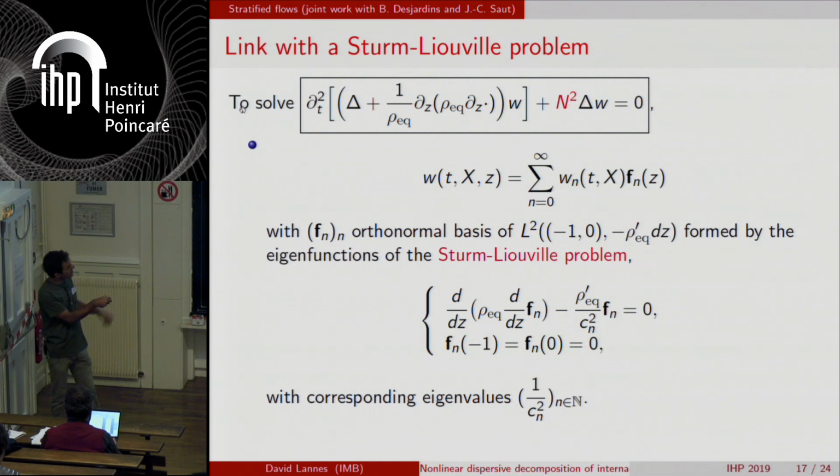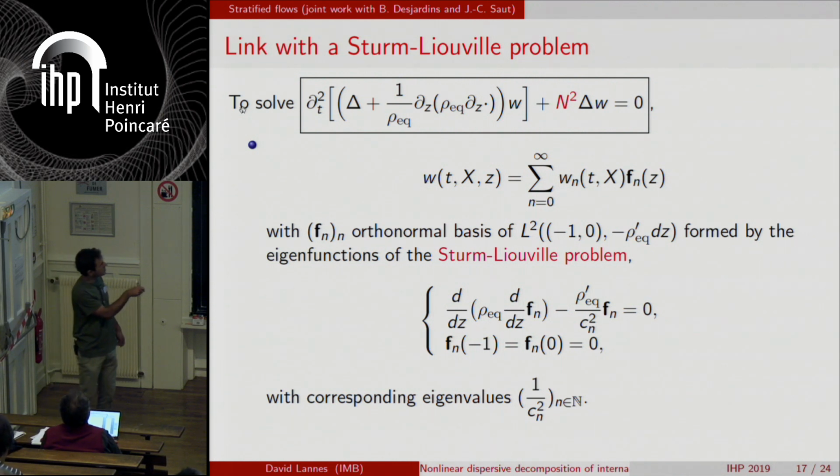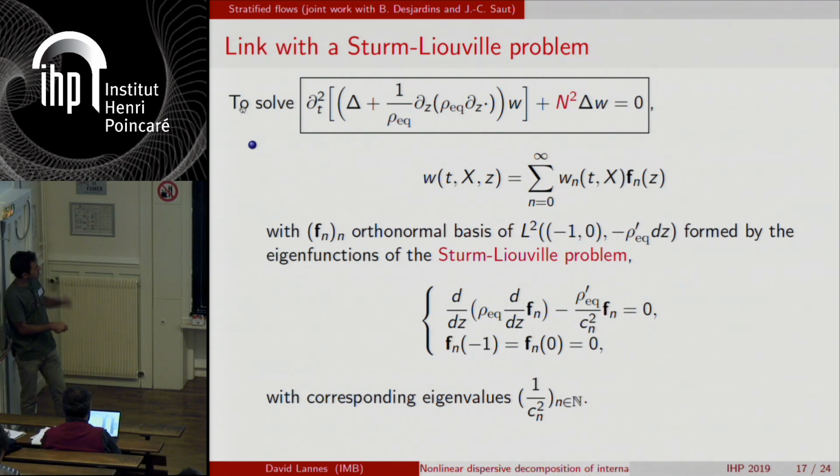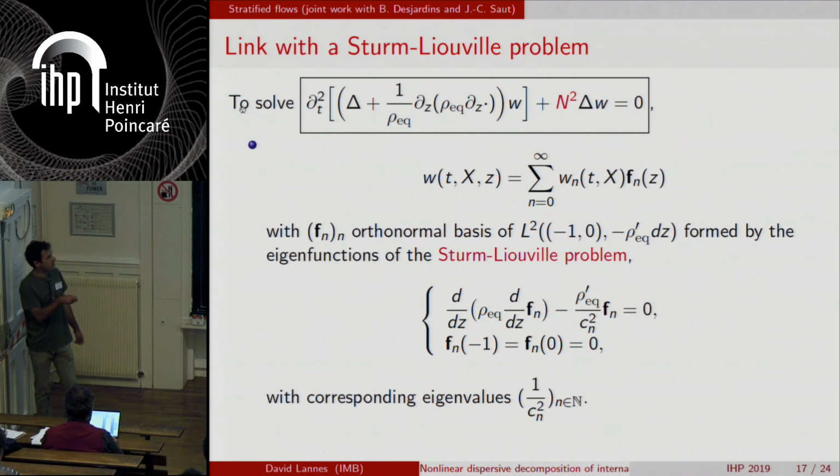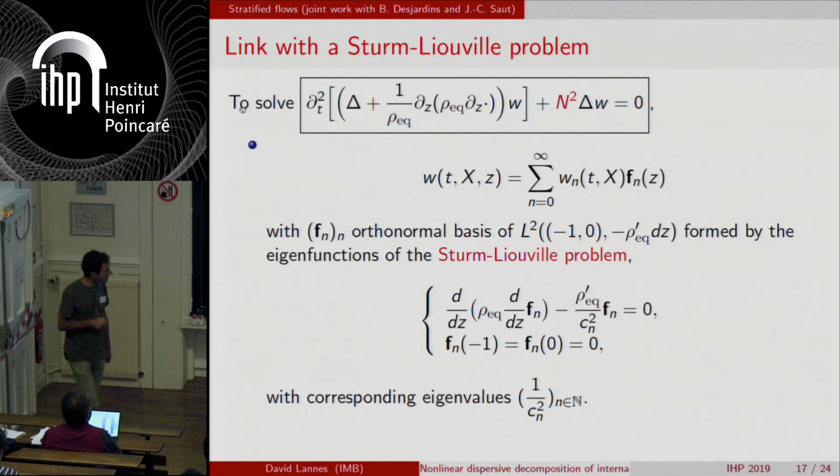So Cn will be a speed. And so each function Fn diagonalizes this second order operator because it's equal to this function fn with a coefficient which is 1 over Cn squared, and this is the weight of your scalar product. And with the boundary condition that it should vanish at the bottom and at the top. And the eigenvalues are 1 over Cn squared, and so they go to infinity when n goes to infinity, which means that Cn goes to 0.